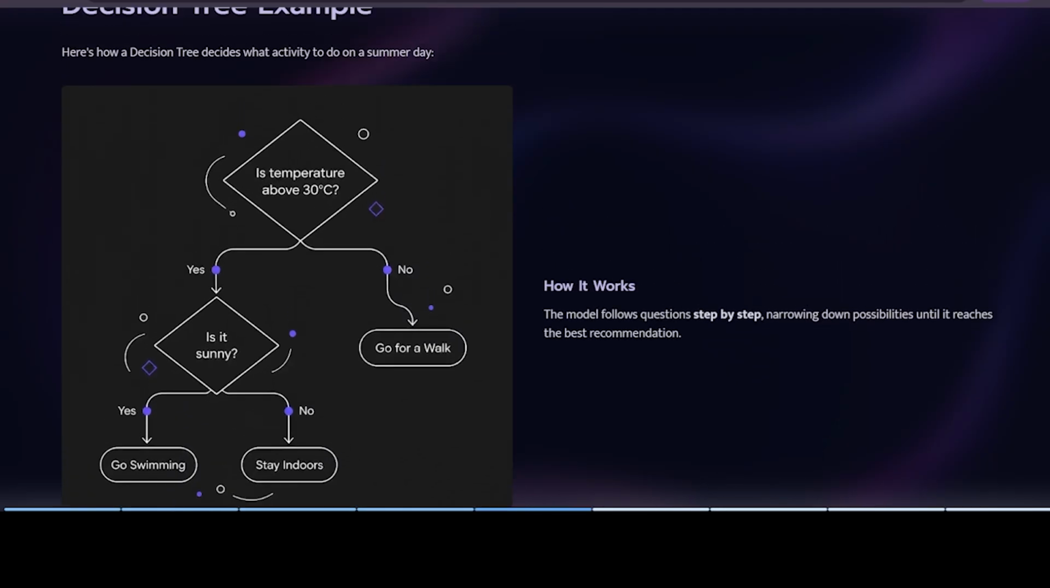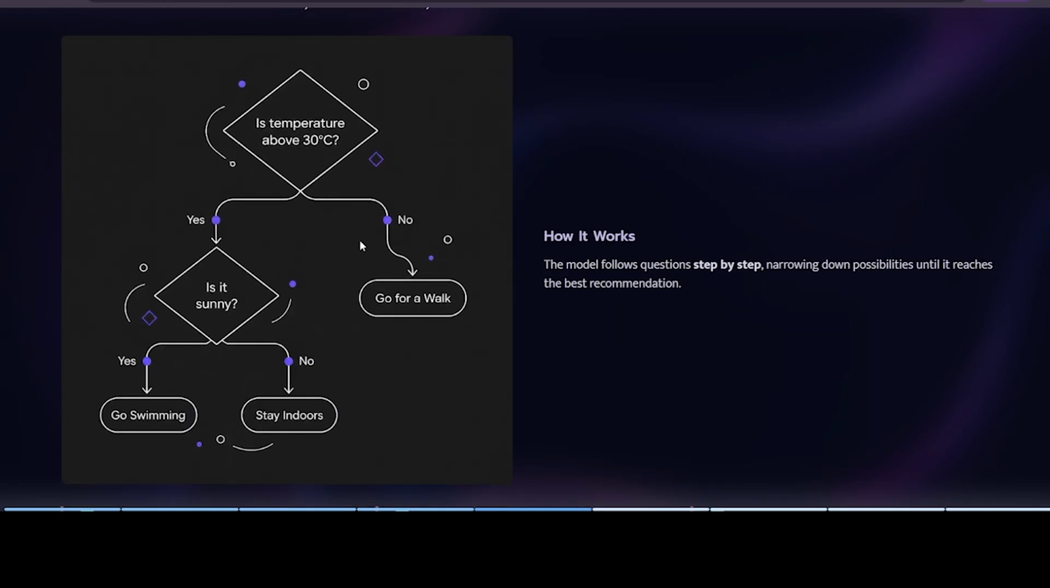See this diagram here. Is the temperature above 30 degrees Celsius? That is the question, and we provide yes or no answers. For a decision tree, you are given yes or no answers only. If yes, then: is it sunny? If the temperature is above 30 degrees and it is sunny, then go swimming. If no, stay indoors. It predicts the answer based on these yes or no branches. If the temperature is not above 30 degrees, go for a walk.